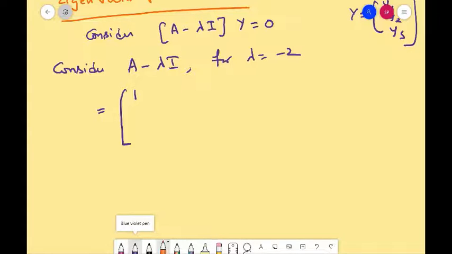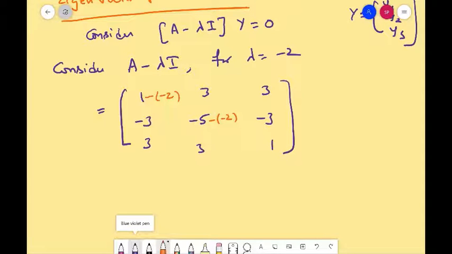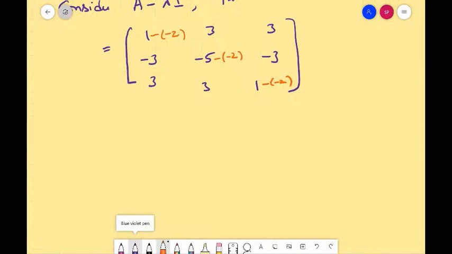Suppose a is equal to 1, 3, 3, and then minus 3, minus 5, minus 3, and 3, 3, 1. Then in the diagonal elements, you have to subtract lambda. Minus of minus 2, minus of minus 2, and here also 1 minus of minus 2. So this is equal to 3, 3, 3, minus 3, minus 3, minus 3, 3, 3, 3.